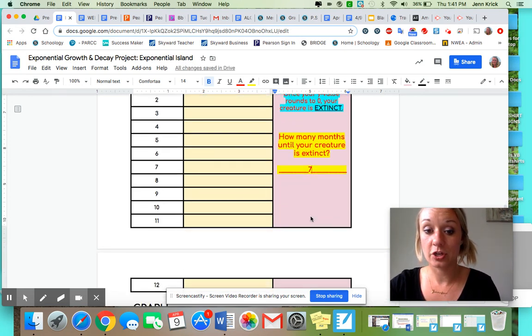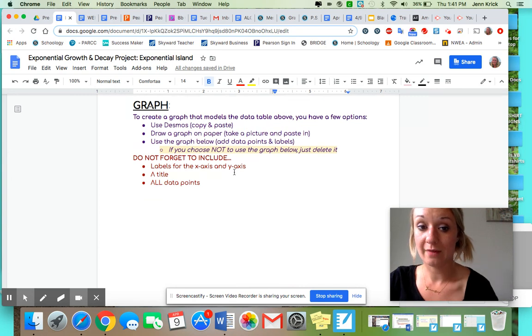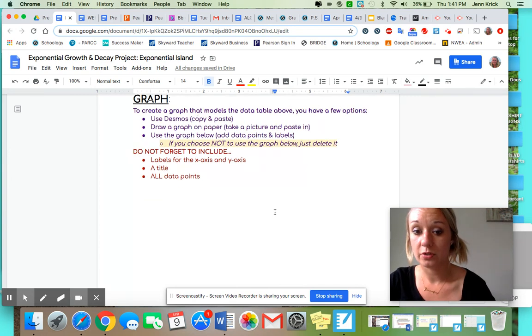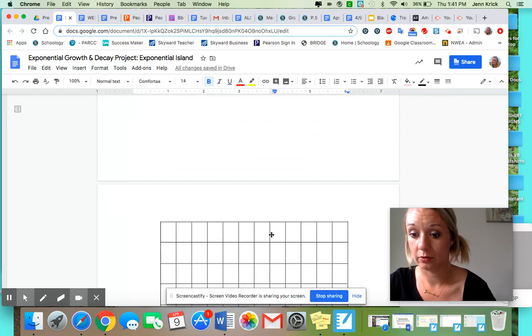Okay, and then you're going to do the same thing when you have your graph down here. Use your same options as above. If you don't use the graph that I have, you can just click through and delete it.